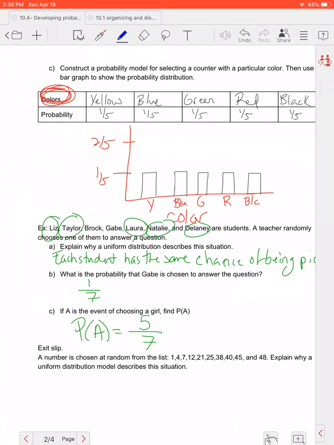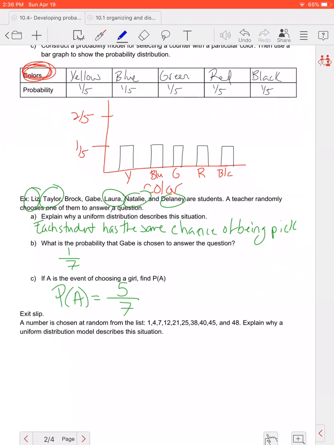Okay? So your exit slip, I'll read it to you and then have you pause and come back. A number is chosen at random from a list. So we have a list of 1, 4, 7, 12, 21, 25, 38, 40, 45, and 48. Explain why a uniform distribution model describes a situation. So we have no repeating numbers, right? Again, each number has the same chance of being picked, just like what we had in part A for our previous problem, right? So good luck.